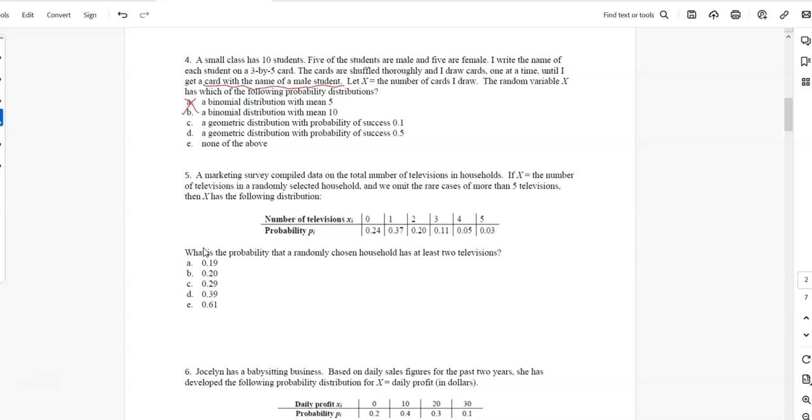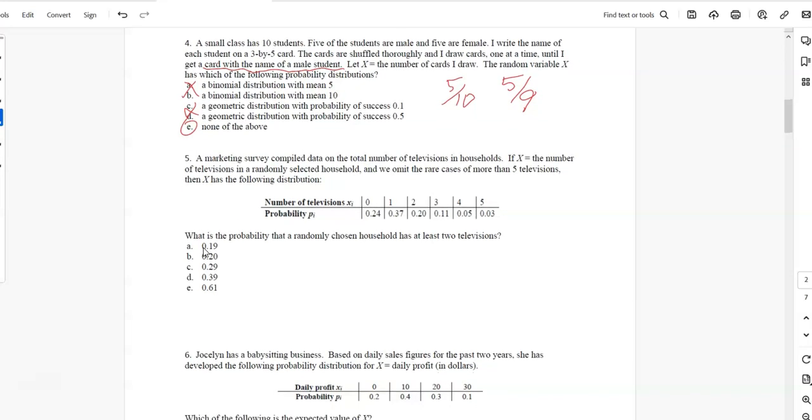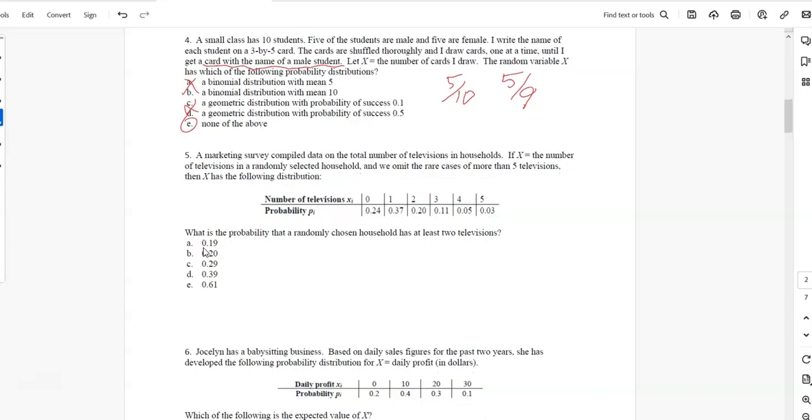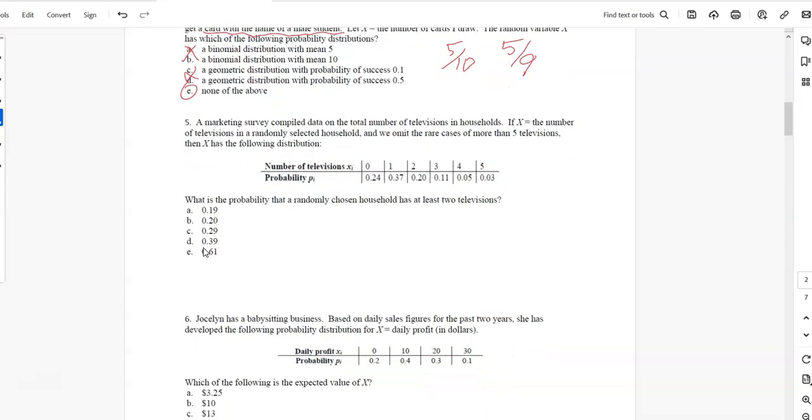So the first person who makes a draw, the first card, would be a 5 out of 10 chance of choosing a male. Let's say you don't get a male on the first card, then the next chance would be 5 out of 9. It changes. So that's not geometric either, so it's got to be none of the above. It doesn't quite fit the bill for geometric because the probability changes with each draw of the card. There's no replacement of the cards, and so it's changing.